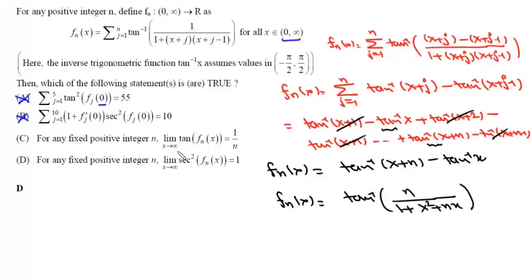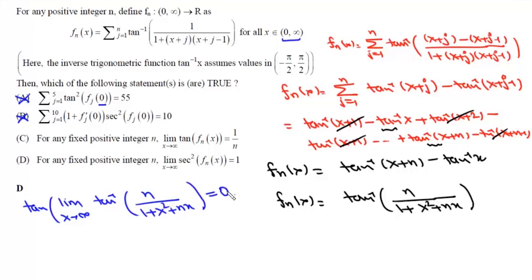Now we need to look at this limit, x tends to infinity, tan of f_n(x). So it will be this tan, and then this limit x tends to infinity, and f_n(x) is tan inverse of n upon 1 plus x square plus nx. Now if x tends to infinity, it will be n upon infinity, which is 0, and tan inverse 0 is 0. So the answer to this limit will be 0. That means this option C is also incorrect.